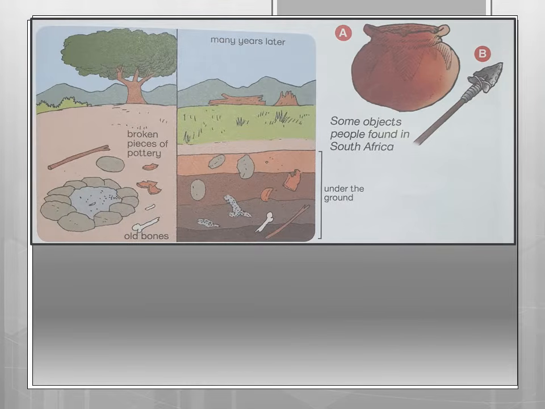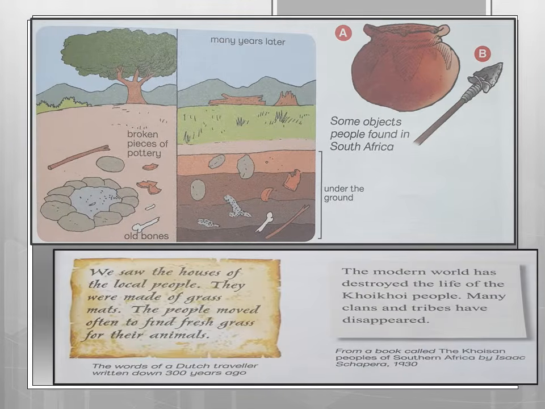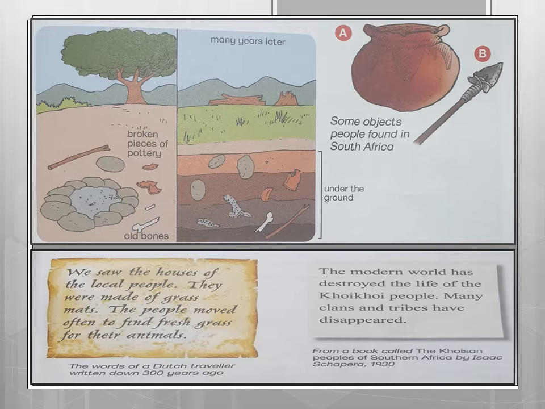Ma'am's got a picture for you just to see the different objects that they find underground from many years ago. Broken pieces of pottery is the first little one there. And then we get the pot and the arrow which they use for hunting their animals. And at the bottom is just their storytelling. Remember, they couldn't write, so they just did storytelling. They did not have such things as books.